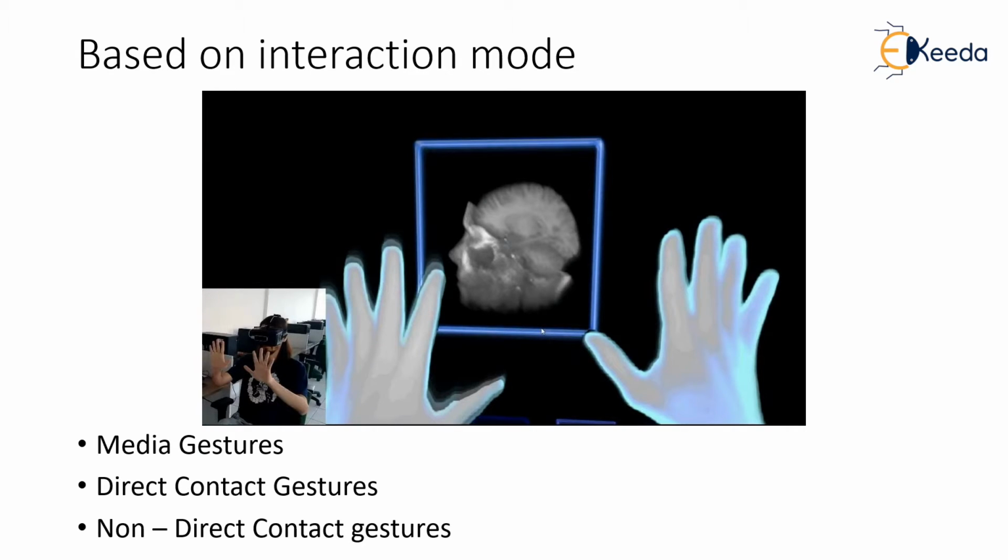According to different interaction methods, gestures can be classified into media gestures, direct contact gestures, and non-direct contact gestures, depending on the interaction mode. Media gestures are a single point input through a physical contact device, such as a mouse, a joystick, or a trackball, to transmit the obtained data series into the computing system.